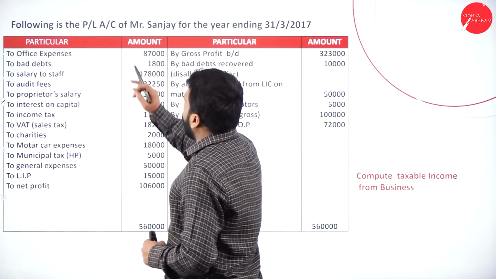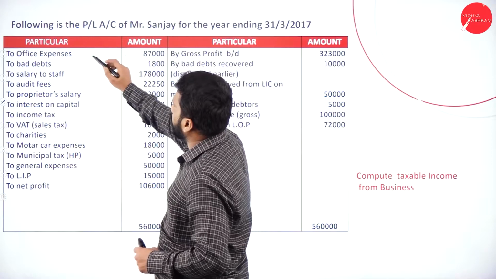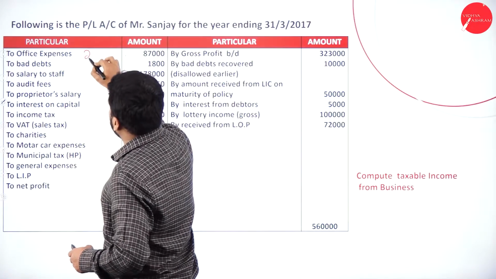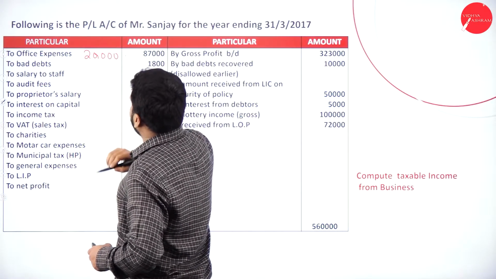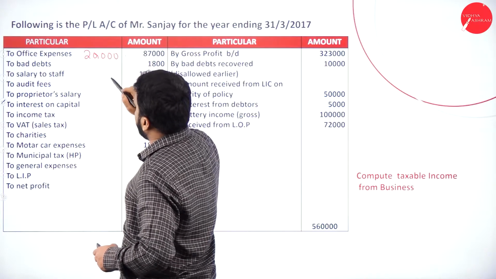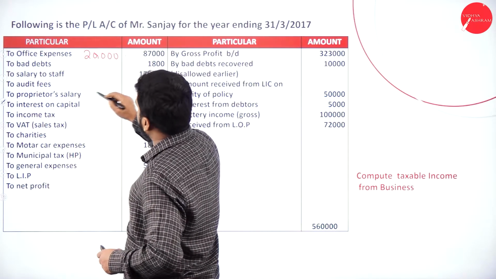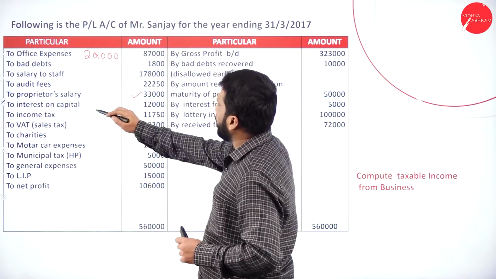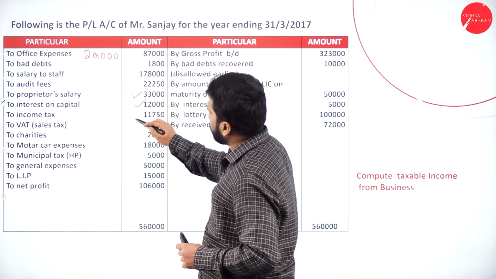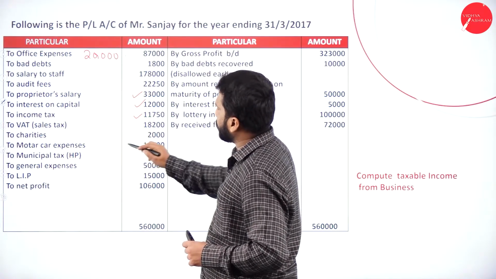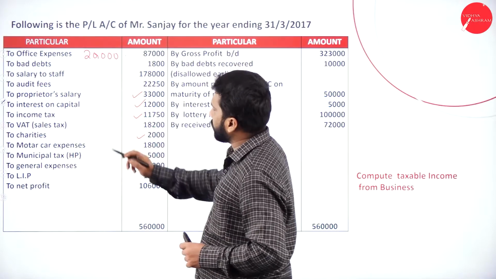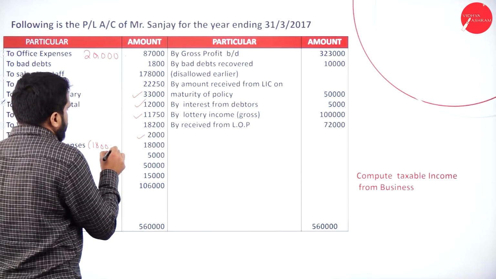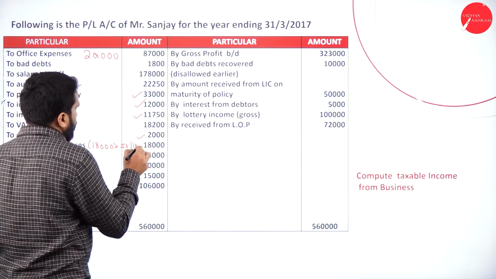Now, office expenses. In this, remember, as per the adjustment, 20,000 is paid for personal. So you have to take only how much? 20,000. Bad debts, part of the business. Salary to staff, part of the business. Audit fees, part. Proprietor's salary, you're supposed to take. Interest on capital, yes. Income tax, yes. VAT, no. Charity, yes. Motor car expenses, only 50% you are supposed to take. 18,000 into 50 by 100.